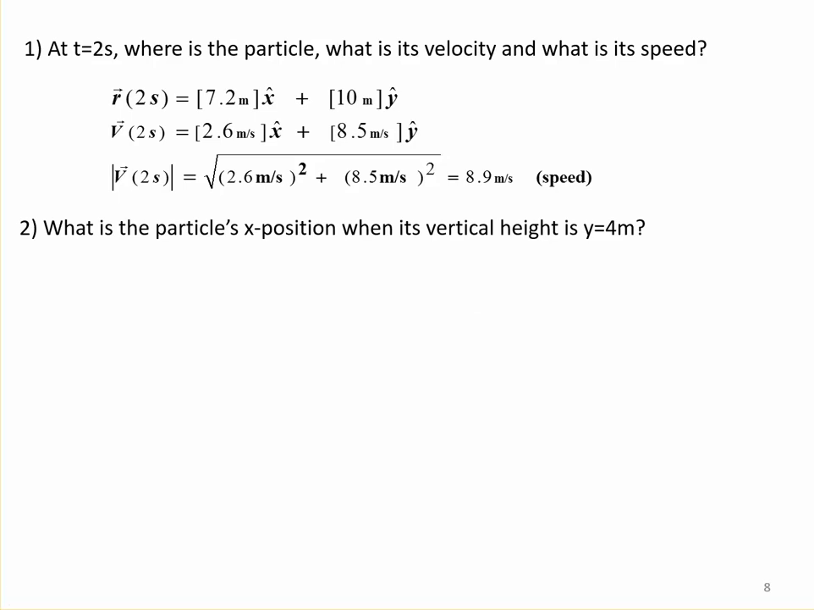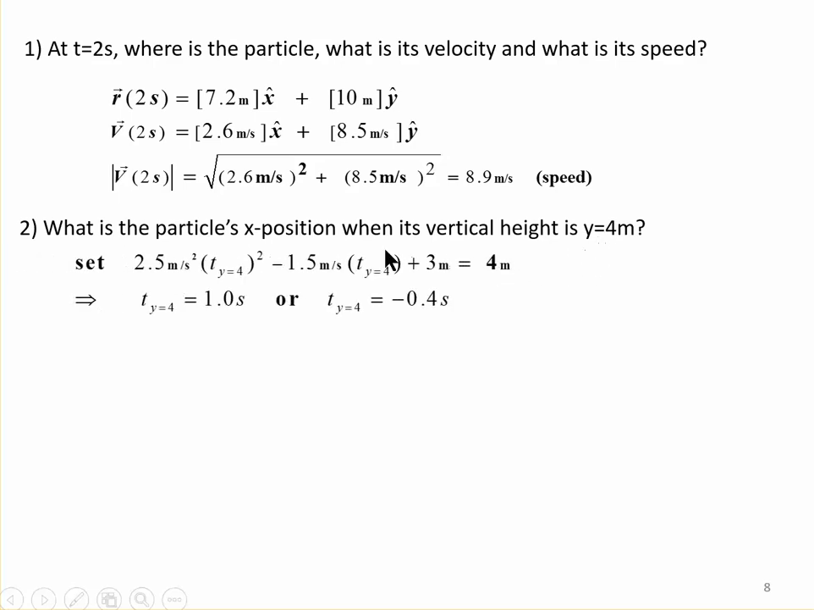Well, that's not a problem, because on the preceding slide we had an expression that told us the horizontal position and the height at any time. So all we're going to do is take the expression for the vertical height and set it equal to 4, because we want to know what is the particle's horizontal position when its vertical height is 4 meters. So we're going to set its y coordinate here equal to 4 meters.